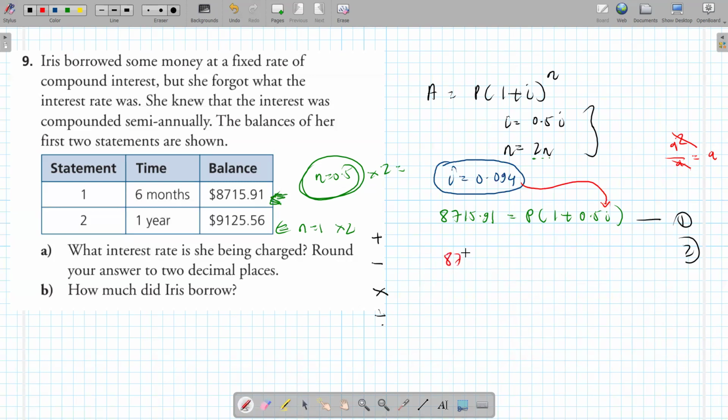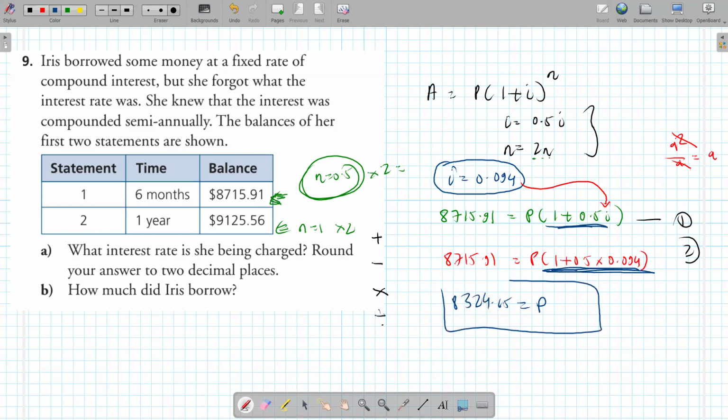So this becomes 8715.91 equals P times 1 plus 0.5 times 0.094. It's to the power of 1. I can just divide both sides by this bracket. That'll give us the principal amount. So 8715.91 divided by 1 plus 0.5 times answer gives me the initial amount as 8324.65. And that's the final answer for this question. That's the principal, that's the interest.